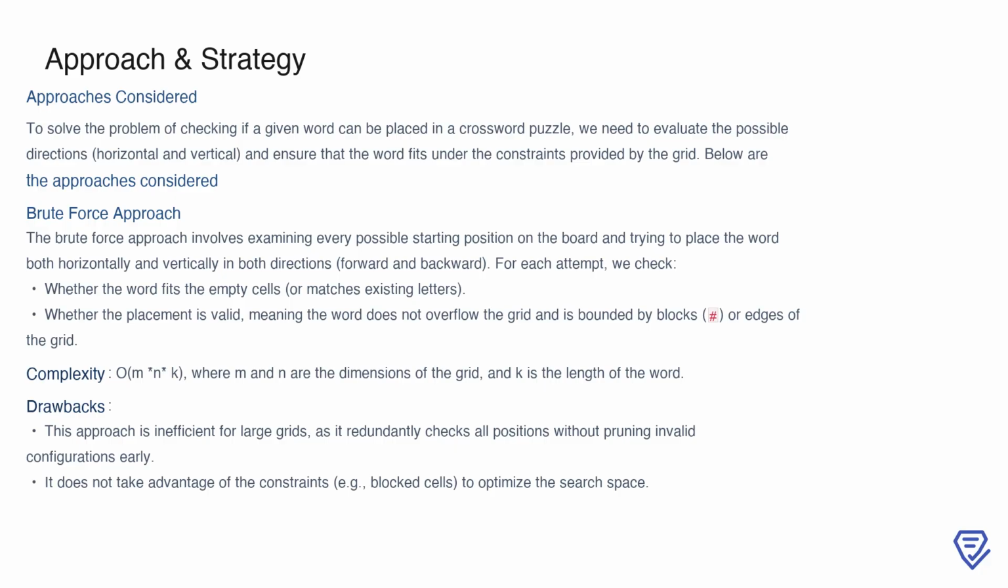To solve the problem of checking whether a word can be placed in a crossword puzzle, we need to evaluate the grid in both horizontal and vertical directions. The brute force approach is the simplest method to consider. Here, we examine every possible starting position on the board and attempt to fit the word both forward and backward in each direction. For every attempt, we check two conditions: first, whether the word aligns with the empty cells or matches any pre-filled letters, and second, whether the placement is valid, ensuring it fits within the grid and is properly bounded by blocks or edges.